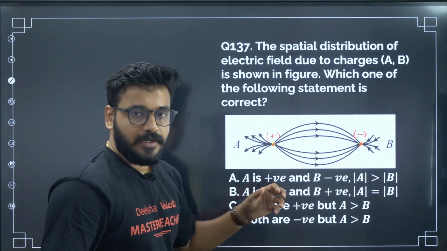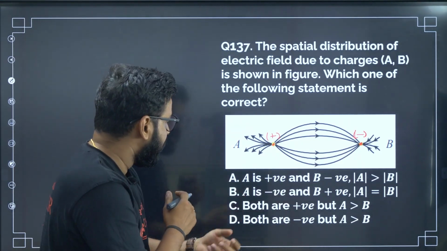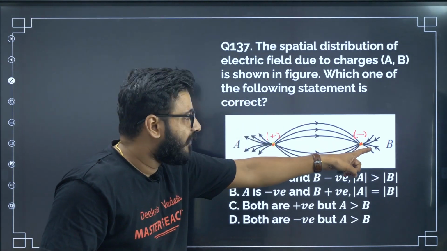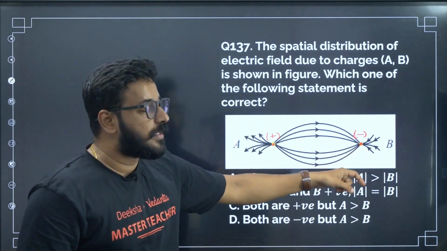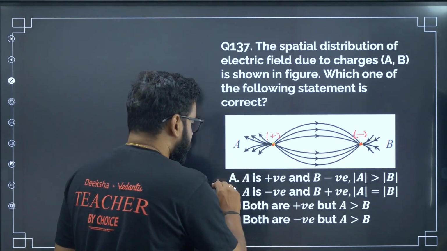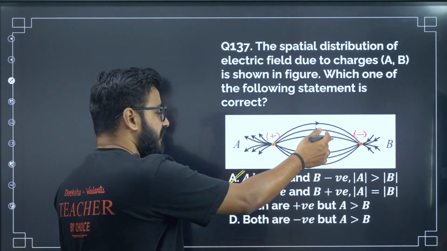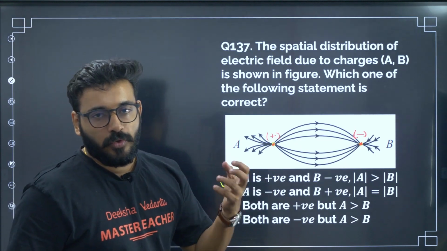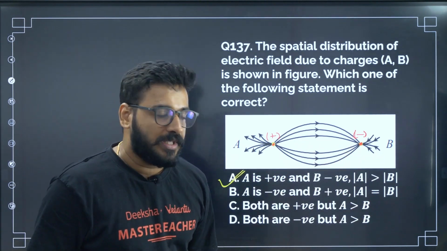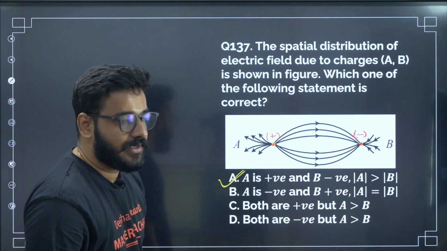But one more thing: who is stronger, who is weaker? You can see near A there are a lot of field lines, whereas near B there are very few field lines. So A is stronger than B, therefore the correct answer over here is option A. A is positive, B is negative, and the magnitude of the strength of A is more than the strength of B. Option A is the correct answer.